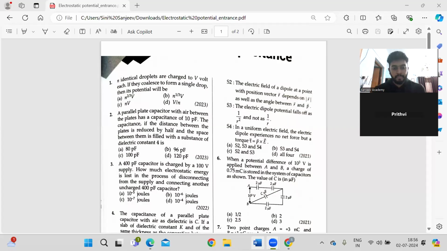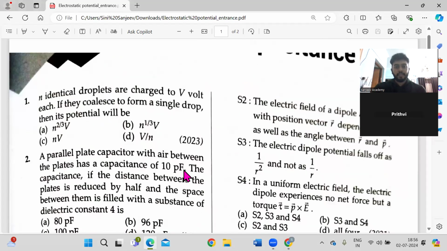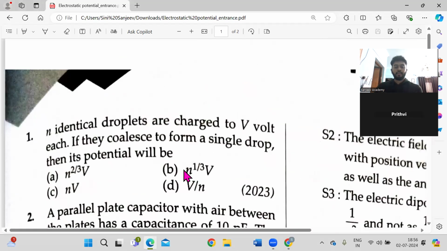So today I'll be discussing the topic of electrostatic potential and capacitance. Let's see that. I'm going to share the entire screen now. Yes, the first question. N identical droplets are charged to V volt each. If they coalesce to form a single drop, then its potential will be.